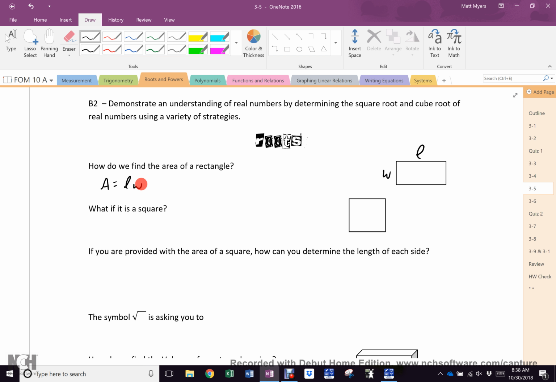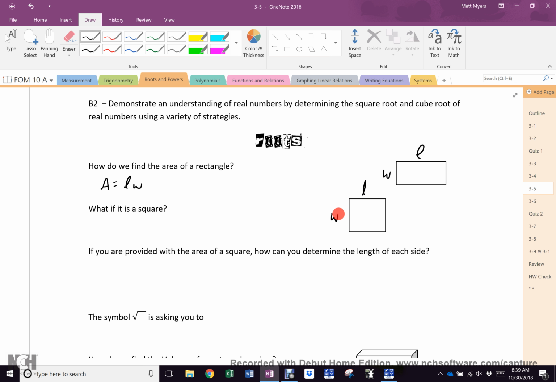So everybody understands length times width, yeah? Okay. What if it's a square? Is a square still a rectangle? Yes, of course it is. So we could still do W and L, couldn't we? Except what about a square makes it special? All sides are equal. All the sides are the same.